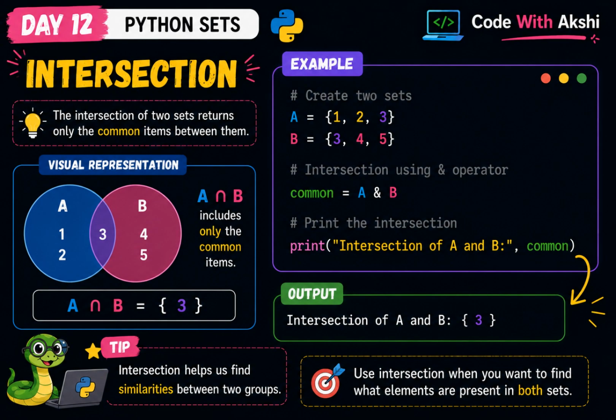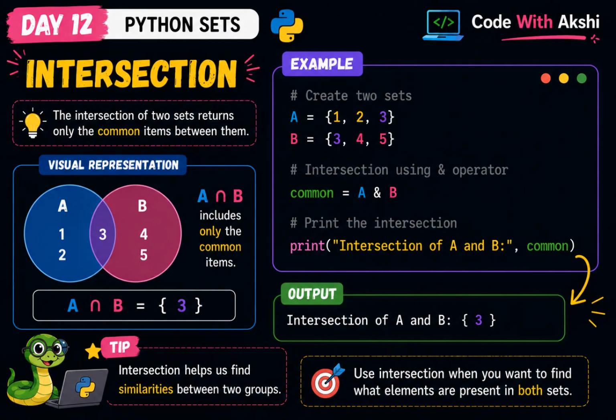The next operation is intersection. Intersection returns only the elements that are common in both sets. We use the ampersand symbol to perform intersection. This operation is very useful when you want to find common values between two groups. It will find the common items in both sets and display those items only.